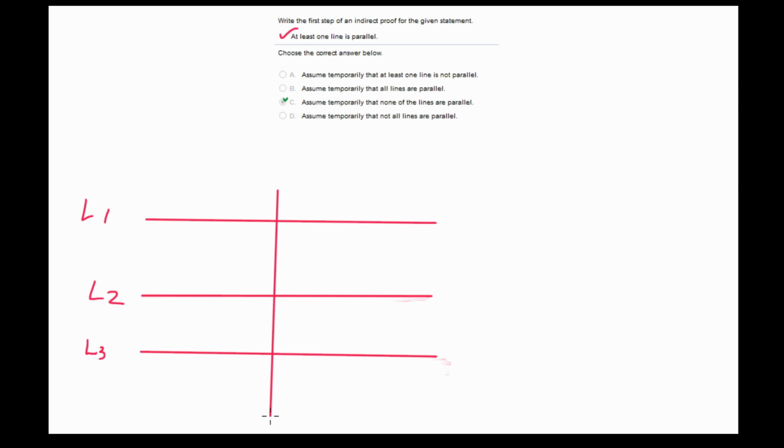And to do that, I can use a theorem that we'll learn in the future, but I'll show you really quick. It just says if 2 lines are perpendicular to the same line, then they're parallel to each other. So since line 1 is perpendicular to line 4, and line 2 is perpendicular to line 4, then line 1 is parallel to line 2.